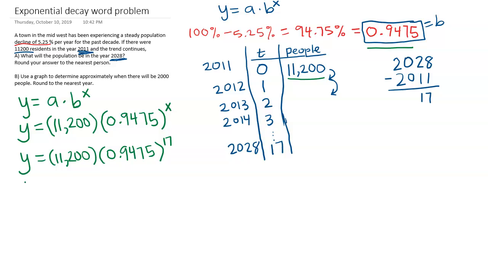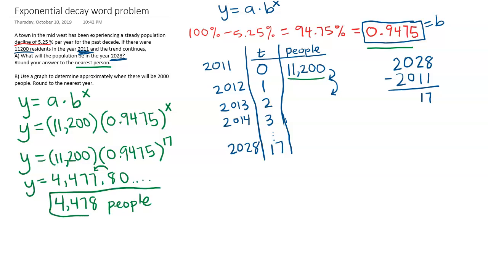and then multiply it by that 11,200. And so when you do that, you get y equals 4,477.80 and so on. All right, but notice up here it says we want to round to the nearest person, so that looks like we need to round up since we're rounding to the nearest whole number. So 4,478 people is what we would get for part A.